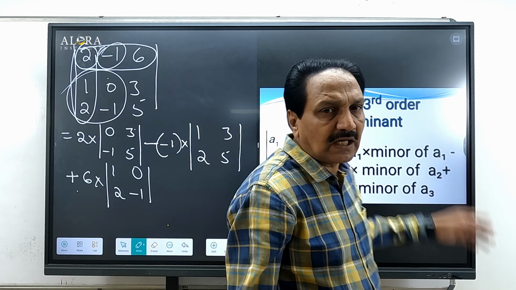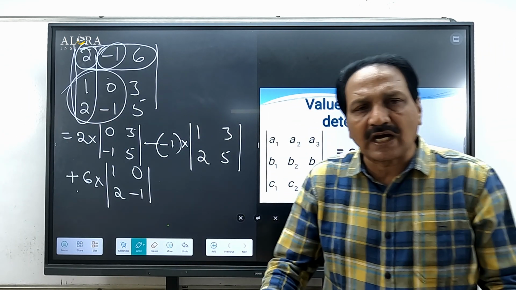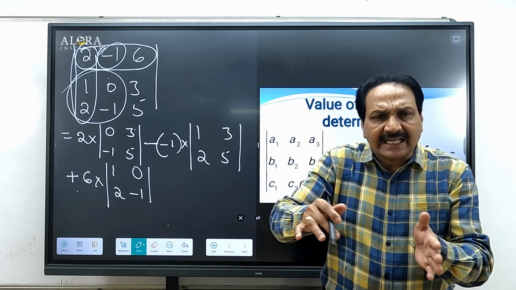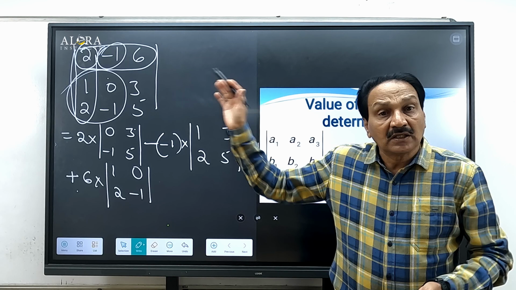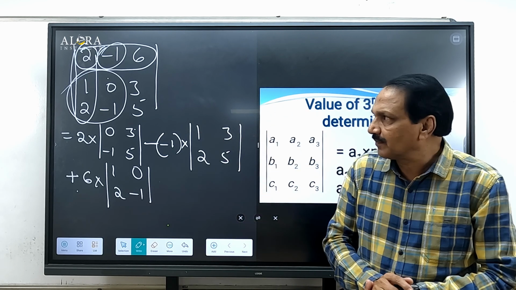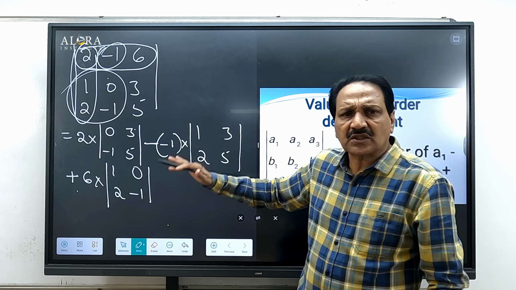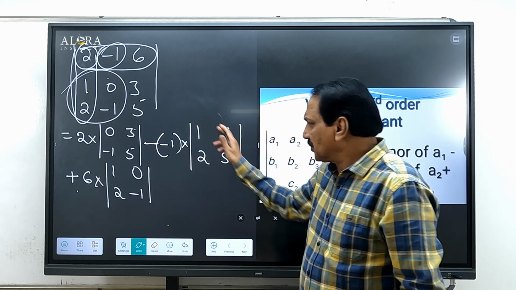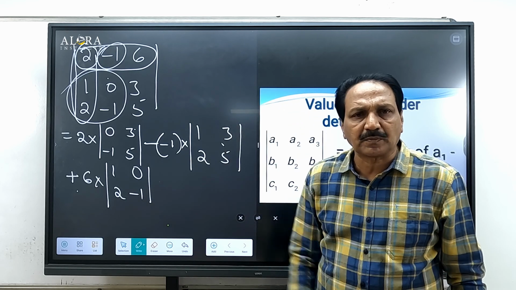This was the example which was asked for 5 marks in the first year. If a second order is given, it will be asked for 3 marks. Third order, it will be for 5 marks because the number of steps will be more here. So this is the first step. Just we are using the formula. First element into its minor, minus second element into its minor, plus third element into its minor.